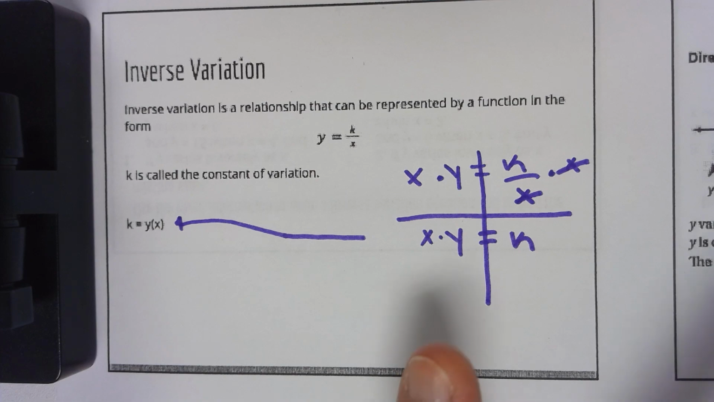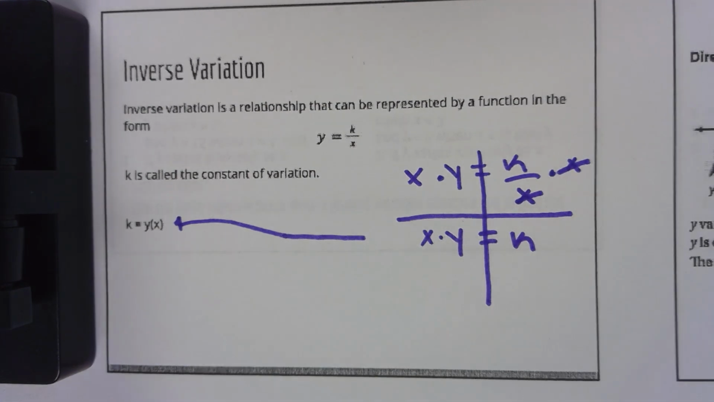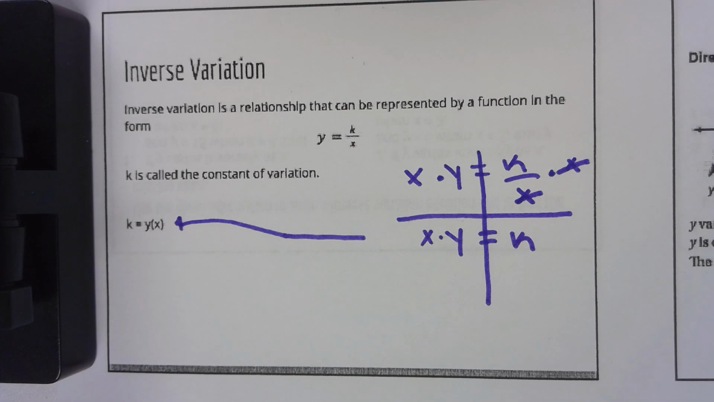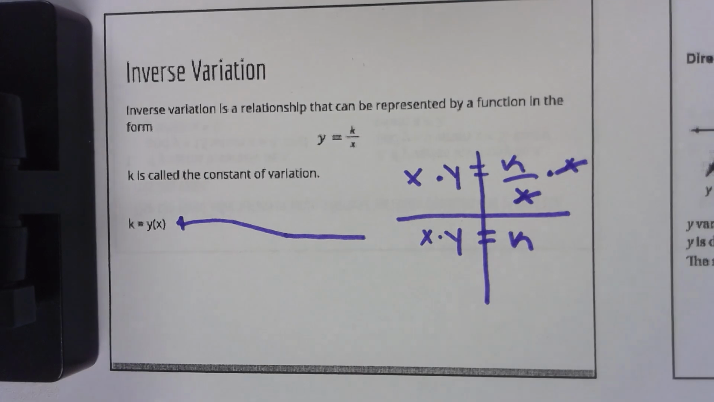The other note I'll make here is that for every x times y, it should always equal k if it's inverse variation. If we ever take x times y and get two different values, then it's not an inverse variation problem.